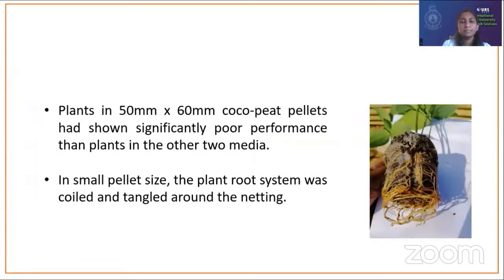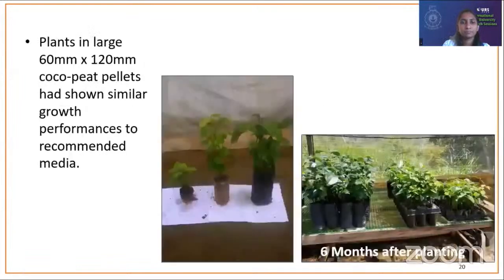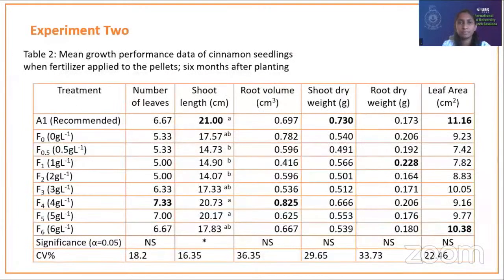Plants in 50 by 60 mm size cocoa peat pellets showed significantly poorer performance than plants in the 2 other media. Also, the plants' root system was coiled and tangled around the netting. Overall, it can be said that plants grown in 60 by 120 mm size pellets had similar performance to the plants in the recommended potting media. Since the foliar application of fertilizer didn't show a good result, in experiment 2 fertilizer was applied into the pellet.